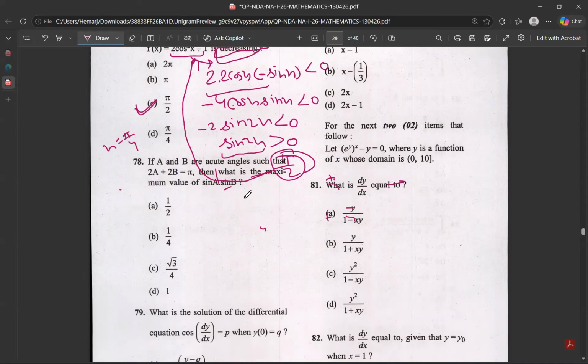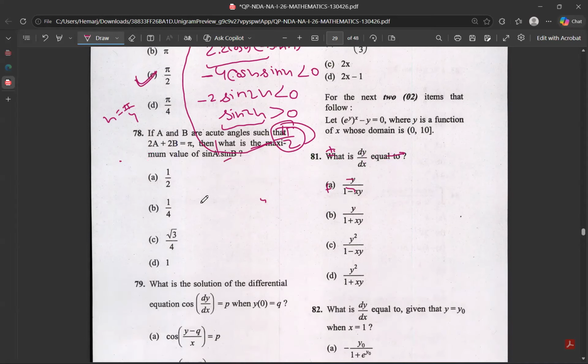Question 78. A and B are acute angles, acute angle means an angle that is less than 90, such that 2A plus 2B is pi. So A plus B will be pi by 2. Then what is the maximum value of sin A into sin B? Let's consider this sin A into sin B equal to y.